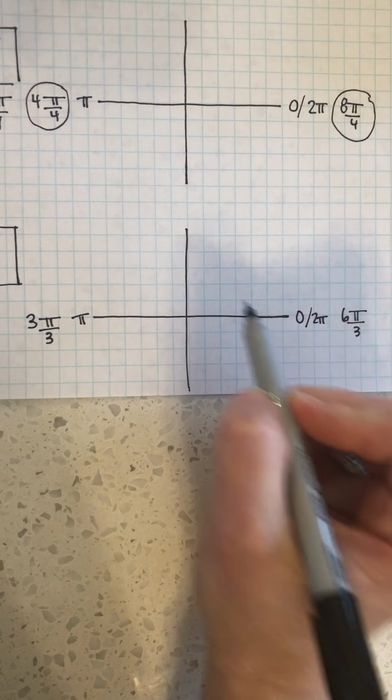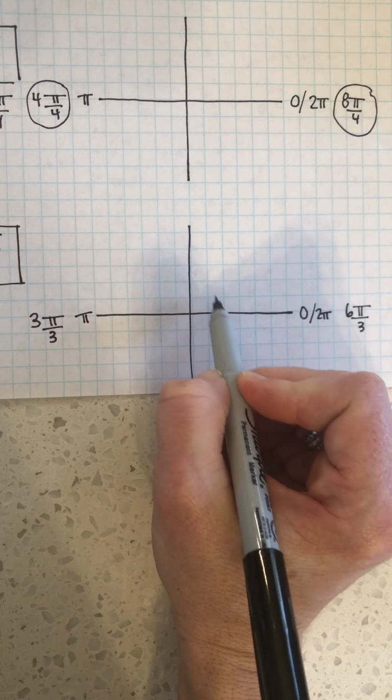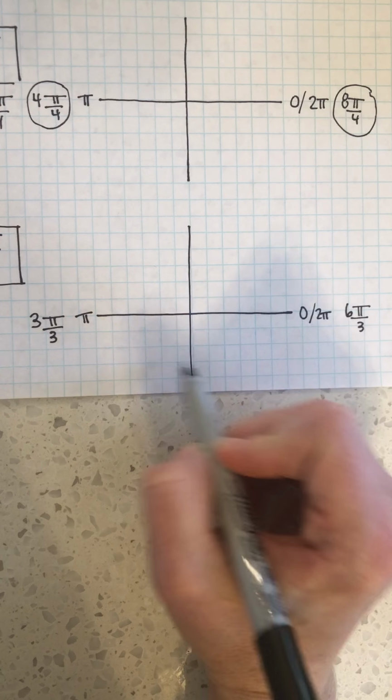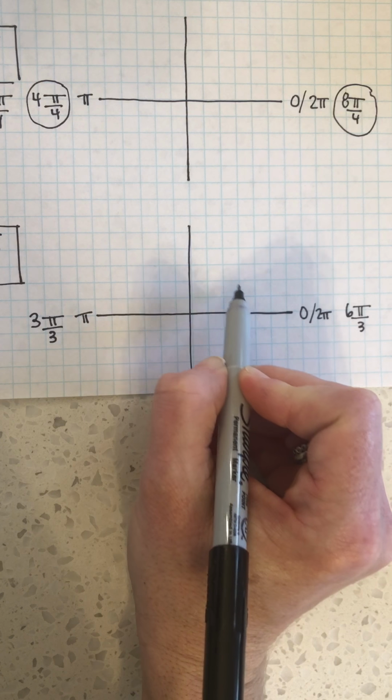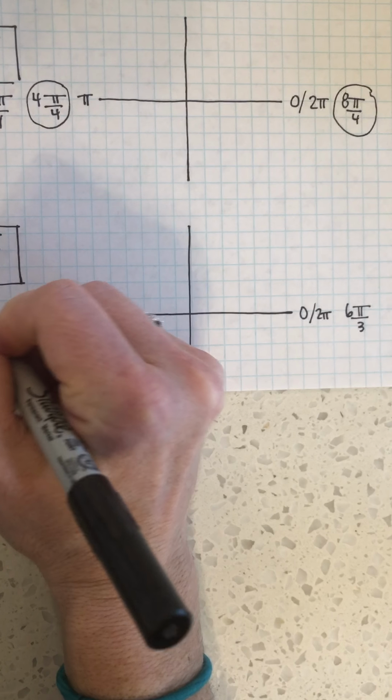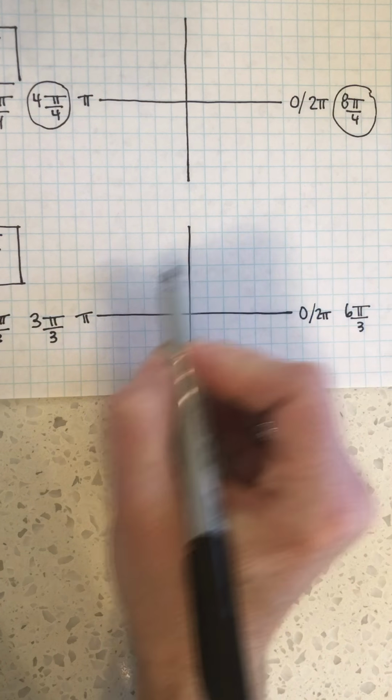And then again, you can use this to count. If halfway around is 3 pi over 3 radians, then if I'm already all the way around at 6 pi over 3, and I go halfway again, 3 more pi's over 3, this is where 9 pi's over 3 are going to land. Add 3 pi's over 3.